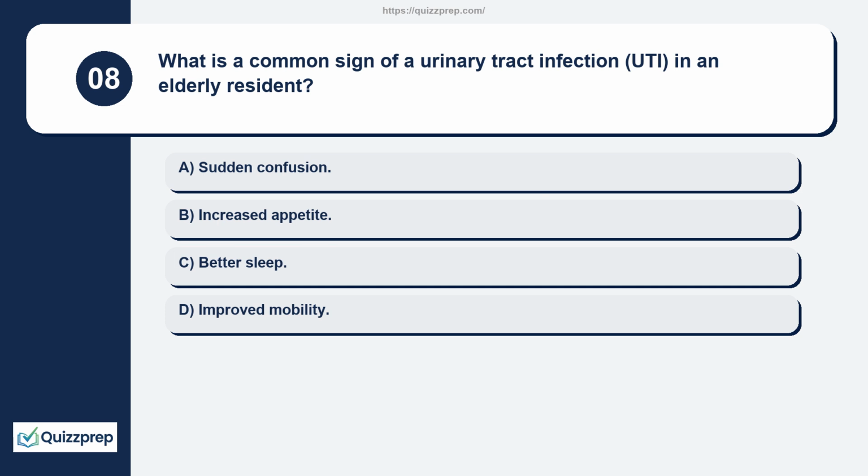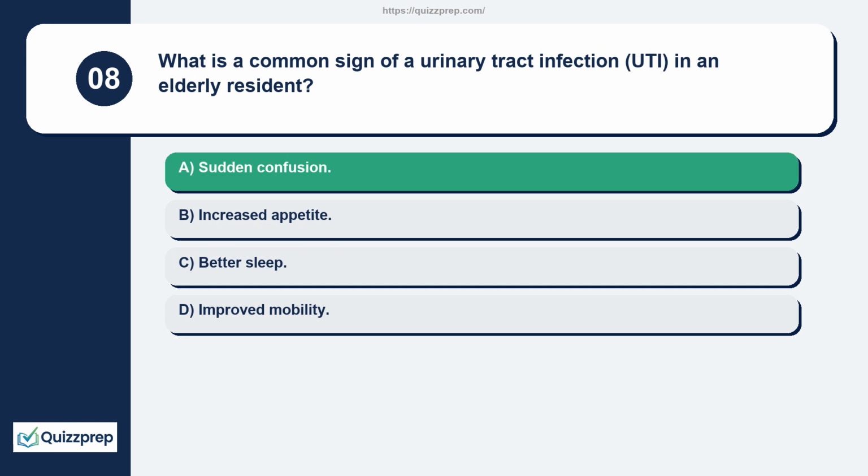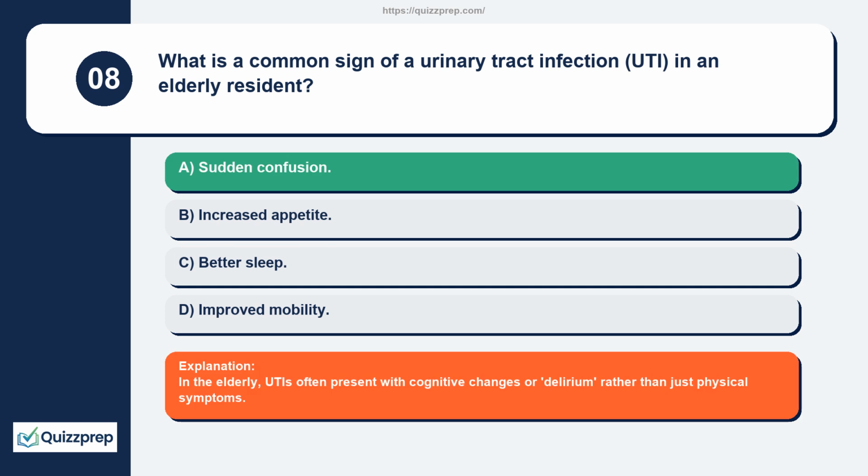Question 8. What is a common sign of a urinary tract infection, UTI, in an elderly resident? Sudden confusion, increased appetite, better sleep, improved mobility. In the elderly, UTI often presents with cognitive changes or delirium rather than just physical symptoms.